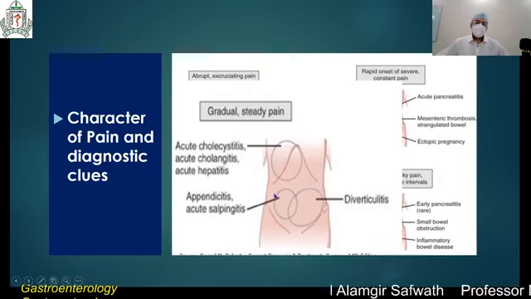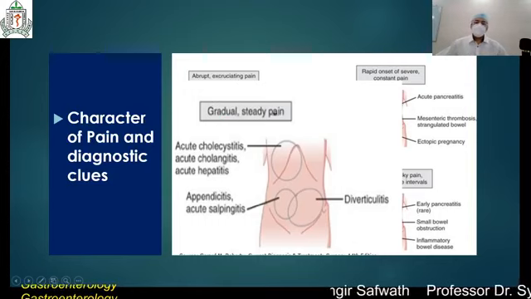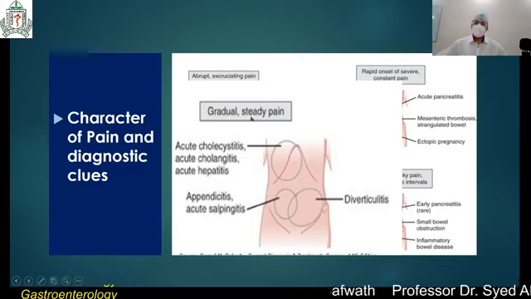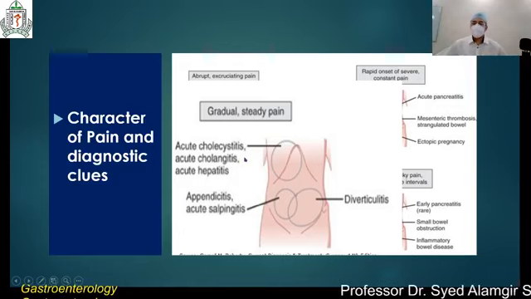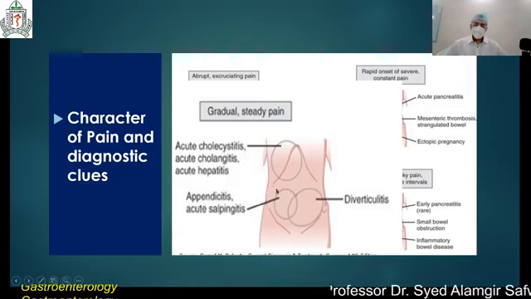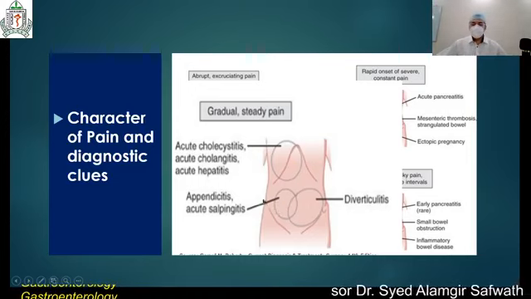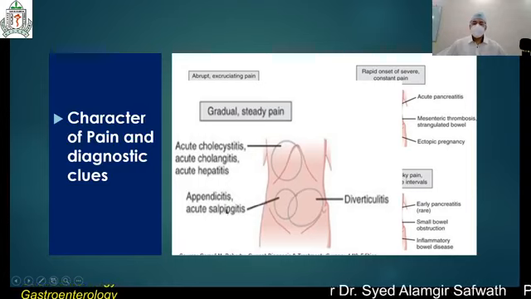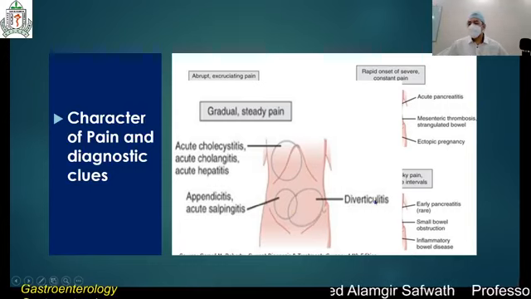Then some pain will be gradual in onset, and there is steady pain. If the pain is gradual in onset and steady, and the location is right upper abdomen, then it can be cholecystitis, cholangitis, or acute hepatitis. If it is at the right lower abdomen, like the right iliac fossa, then it can be appendicitis or acute salpingitis. If it is on the left side of the lower abdomen, you have to exclude diverticulitis.